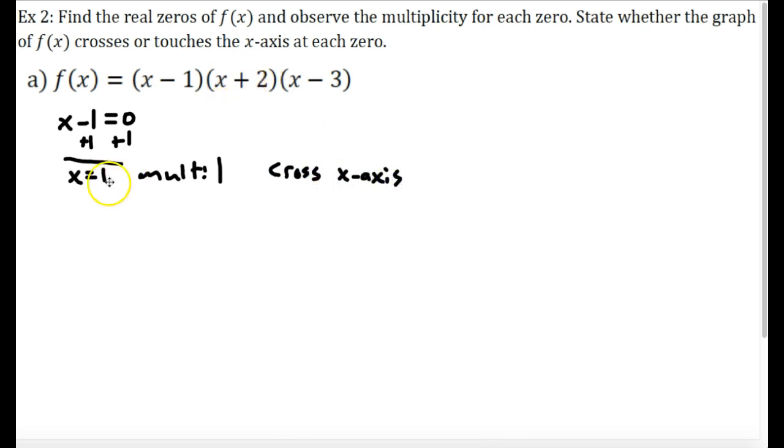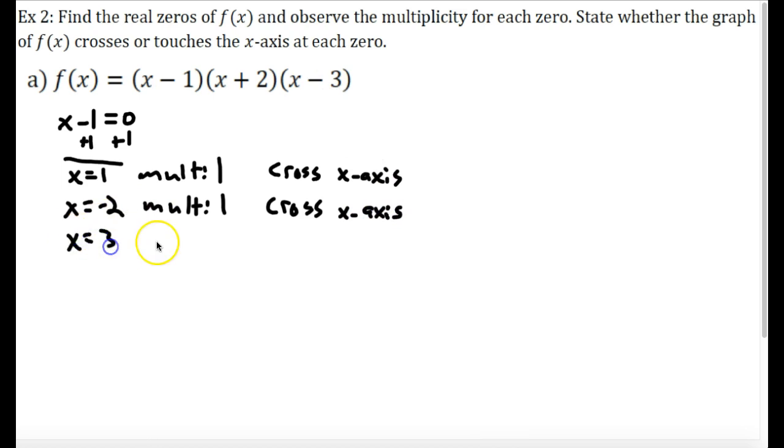The second one would be x equals negative 2. Again, this only has a multiplicity of 1, which means it will cross the x-axis. And the third one, that would be x equals 3. Again, just a multiplicity of 1, which means it will cross the x-axis at this point. All right.